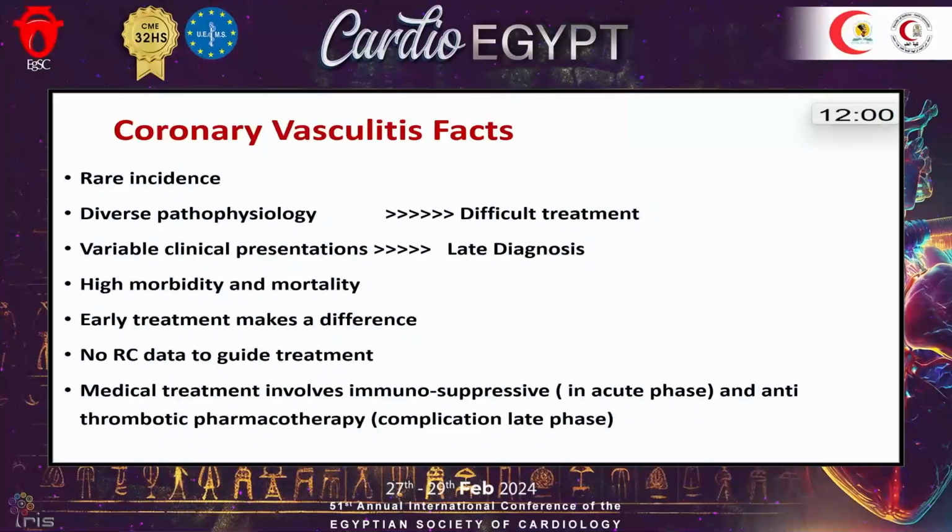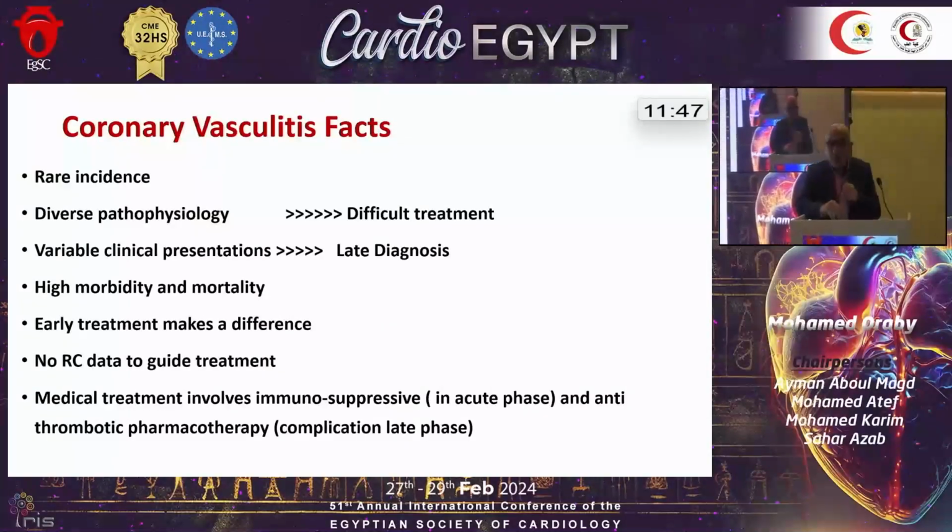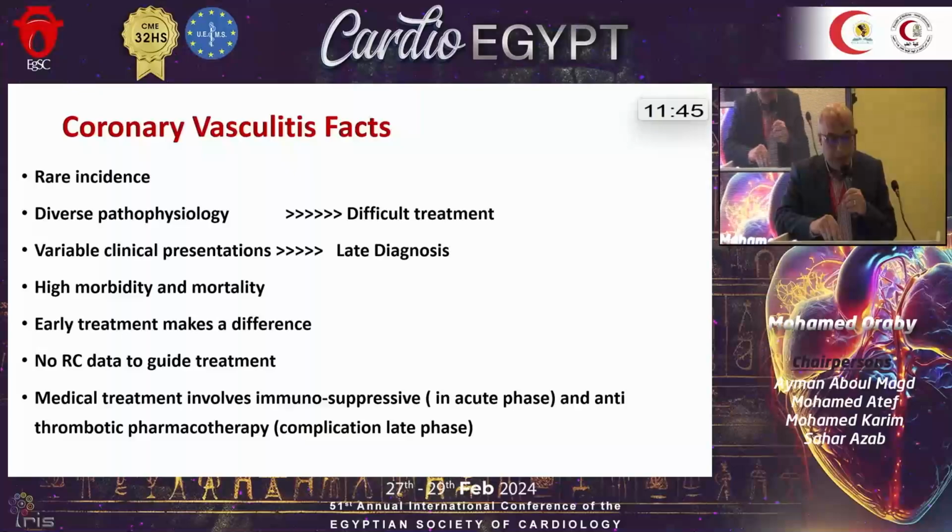Actually, the medical management of the aneurysms in the context of coronary vasculitis will entail the discussion of two major categories of pharmacotherapies: the immunosuppressive anti-inflammatory agents and the antithrombotic agents.